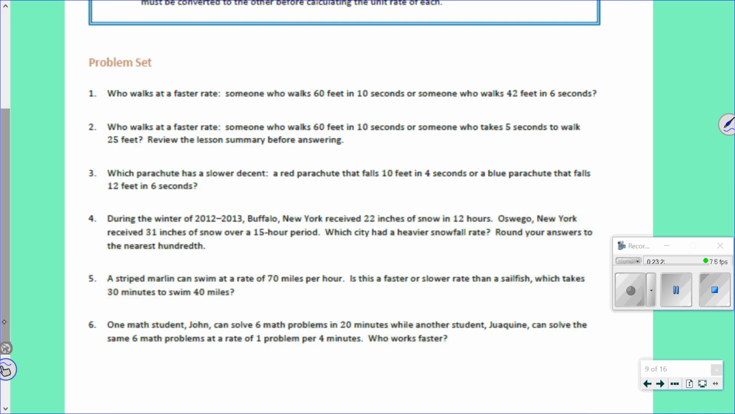Homework, it's talking about faster rate. So you've got several different options. The easy way is to go ahead and break them down to unit rates or find a common comparison. Okay? So, for example, here's 10 seconds and 5 seconds. That should be pretty easy to do, right? Devin just showed you a great way to do that. 60 feet, 10 seconds, 42 feet, 6 seconds. No easy way to do a comparison, so break those down to a unit rate.